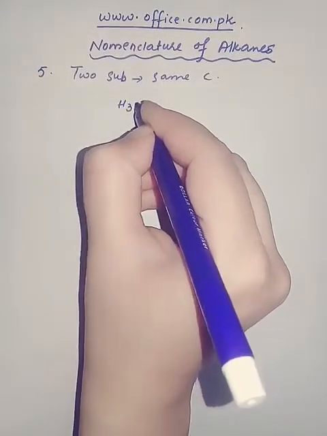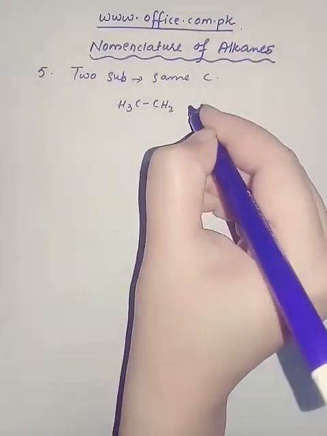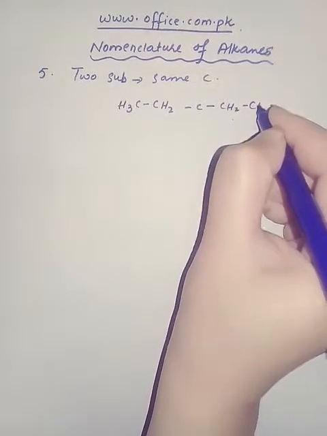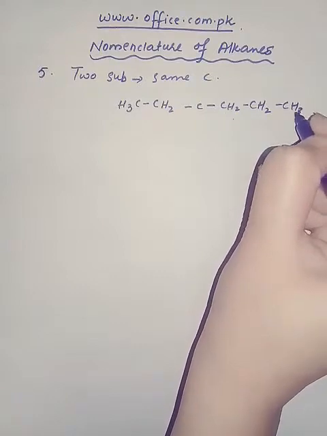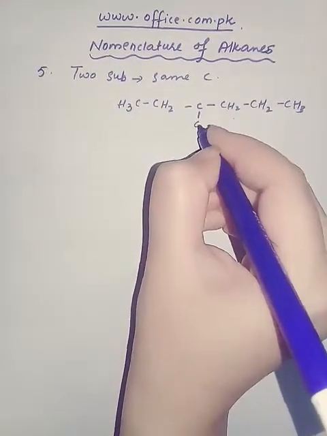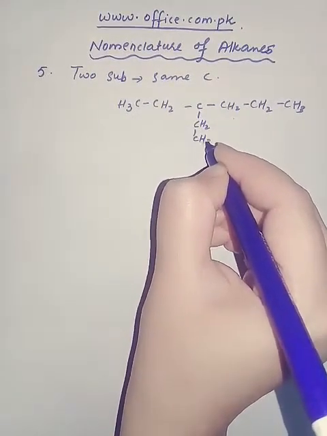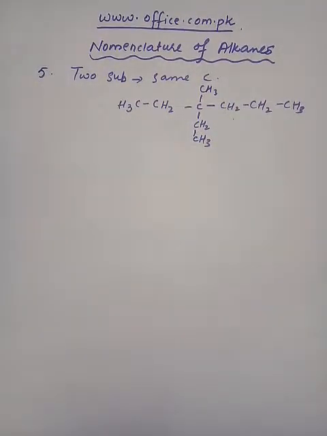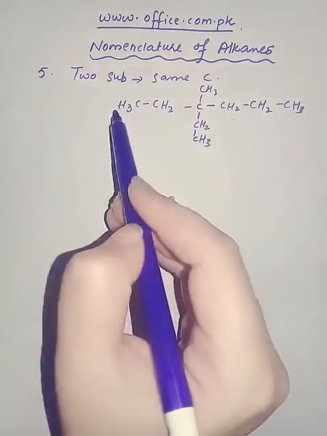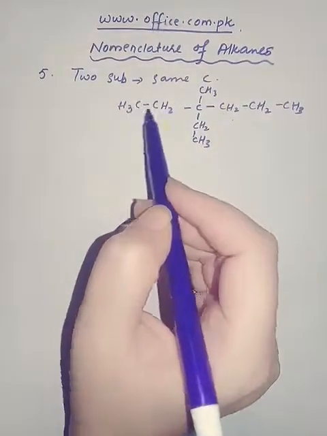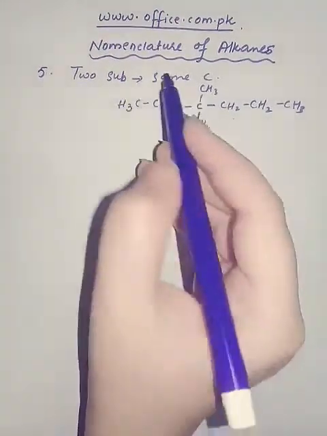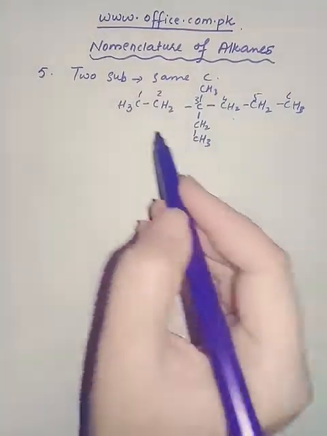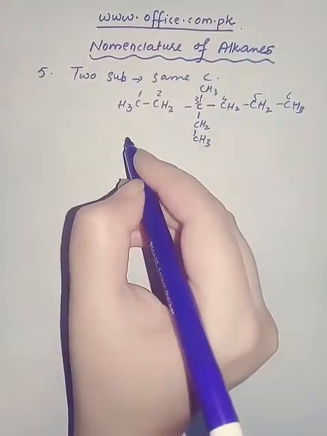For example, here I have an example. Here we have an ethyl group, and here we have a methyl group. Now again locate the chain. This will be the longest chain. The counting will be from the shortest end. This will be 1, 2, 3, 4, 5, 6. So it will be a hexane. How will you name it?